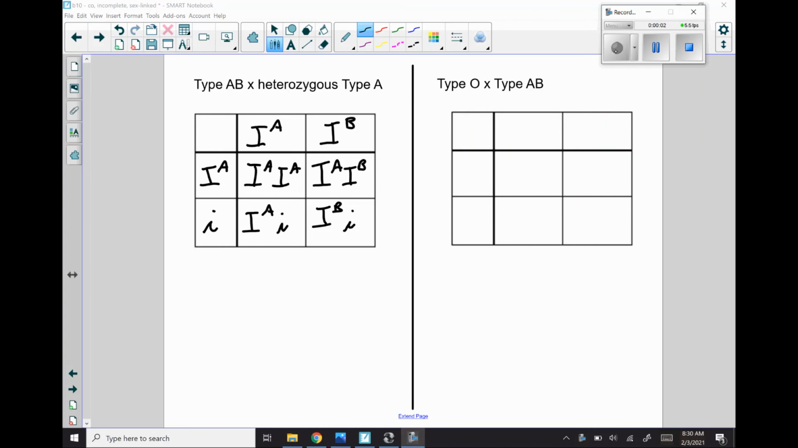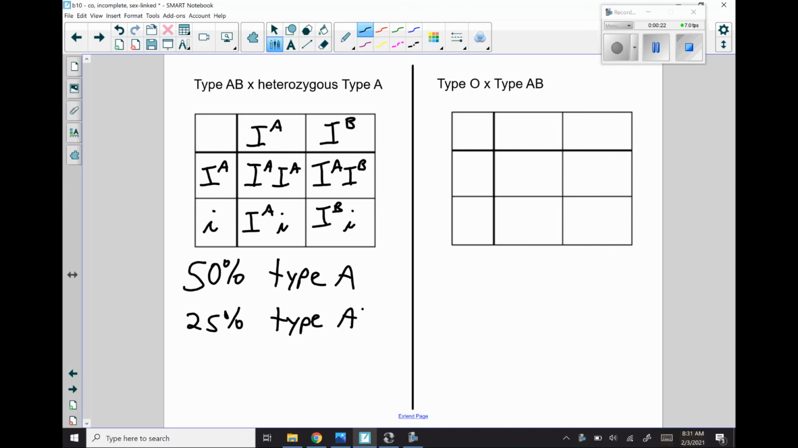So these offspring here, we will have 50% that have type A blood. That's from this left-hand column. I will have 25% that have type AB blood from the top right. And then from the bottom right, the last 25% will have type B blood.